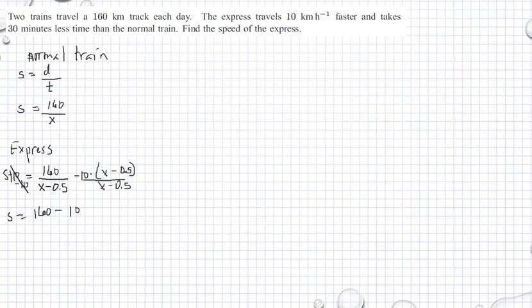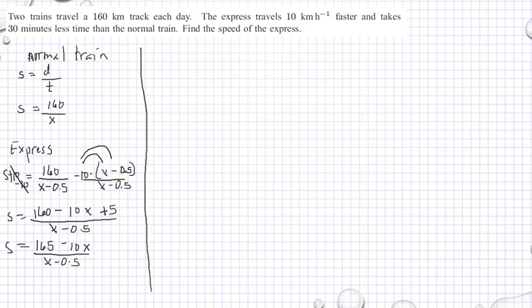I'm sorry. So that we have 10x plus 5 divided by x minus 0.5. So if we simplify further, we have 165 minus 10x divided by x minus 0.5. That's S. Okay. Now they're supposed to be equal, S is equal to S. Then we have 160 divided by x is equal to 165 minus 10x divided by x minus 0.5.